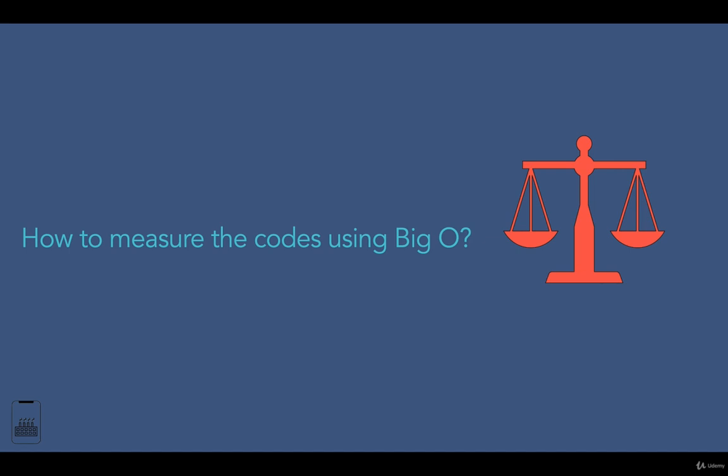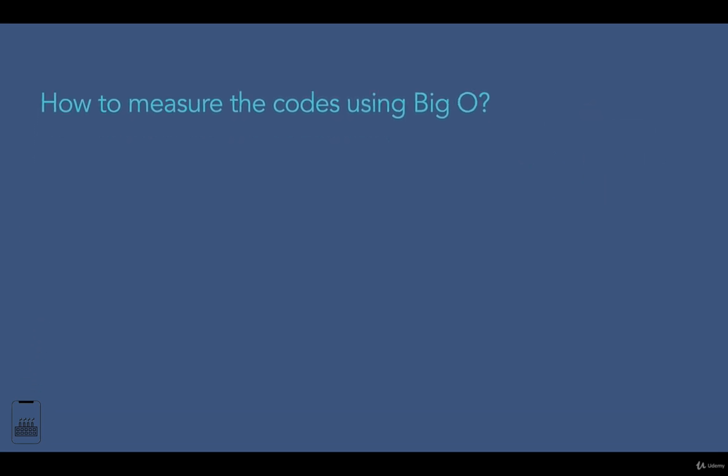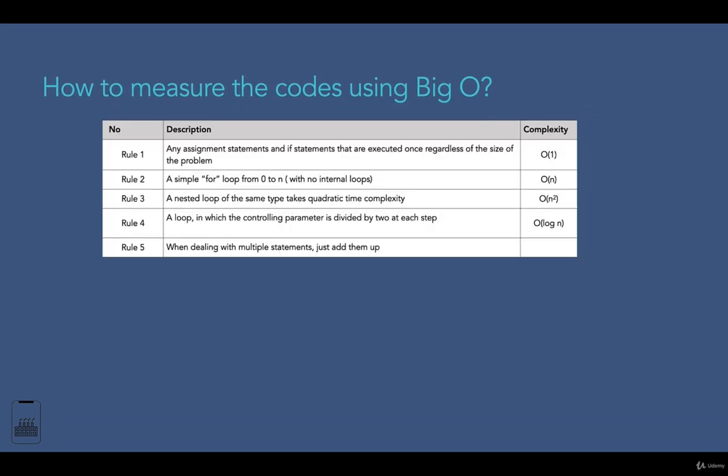Alright, till this lecture, in this section we have learned different features and types of big O. Now in this lecture, we will look at how to measure time complexity of codes using big O. To make our life easier, I have created a list of rules which will help you to analyze any code. So these are the rules that we need to analyze any code.